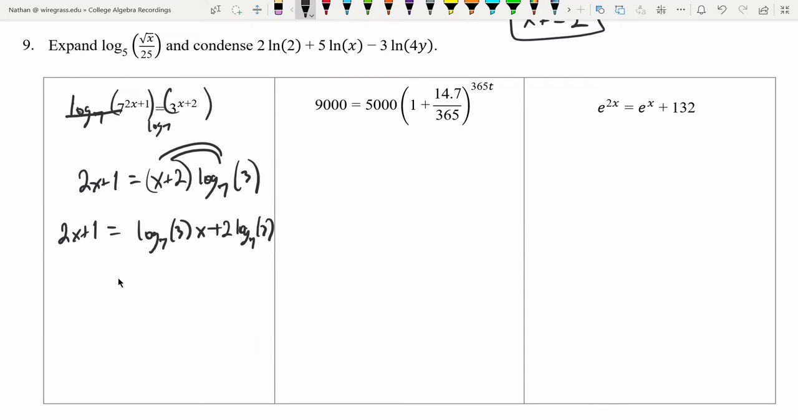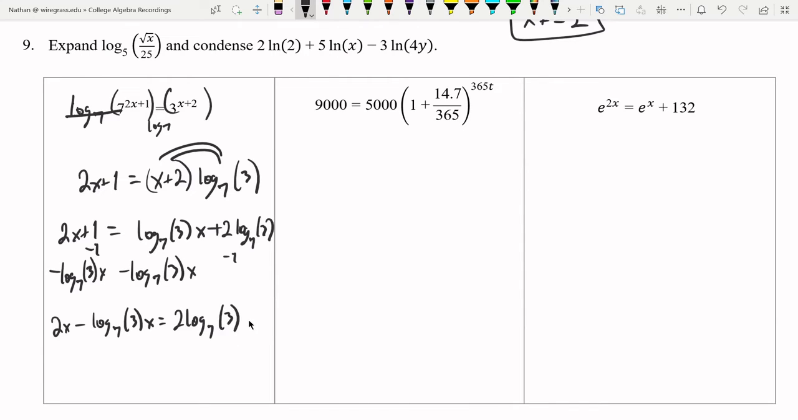And now I need to get the x's together. I'm going to subtract this to this side. And I need to get the numbers together. So I'm going to subtract 1 to the other side. And I get 2x minus log base 7 of 3 x equals 2 log base 7 of 3 minus 1.